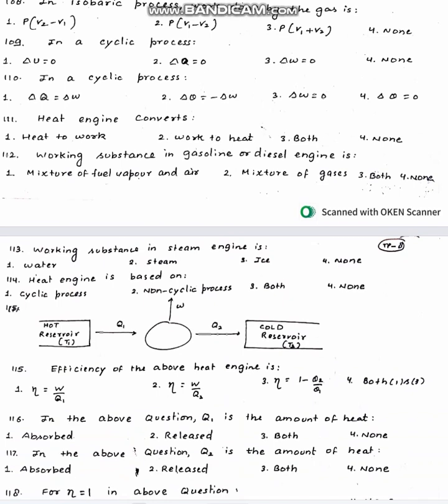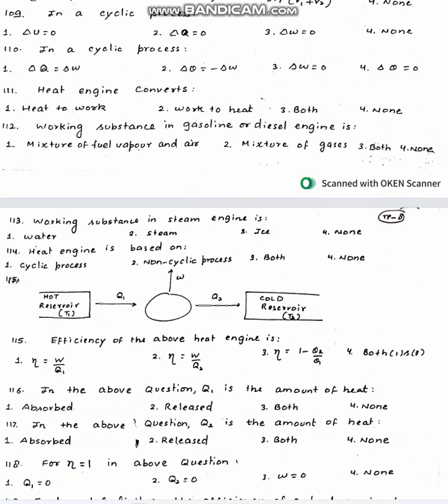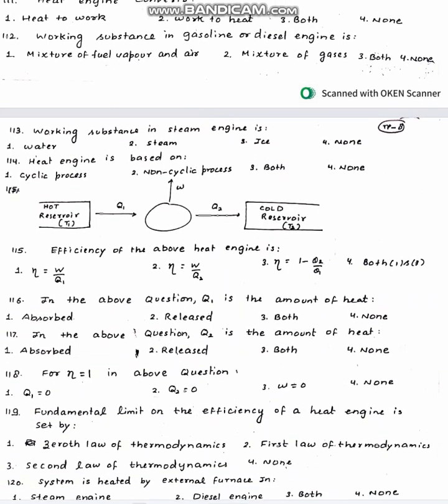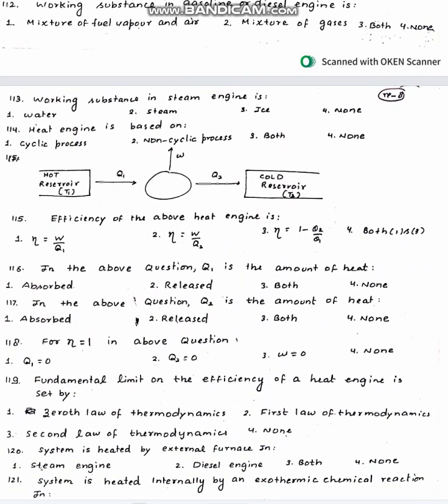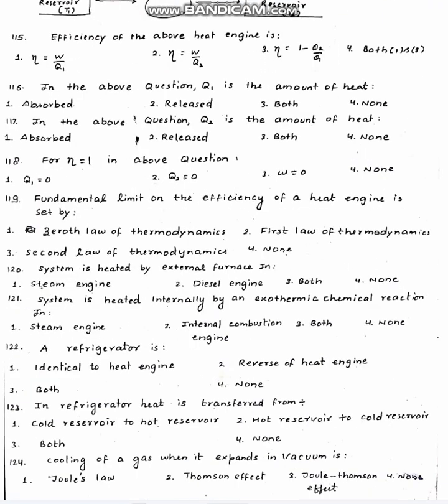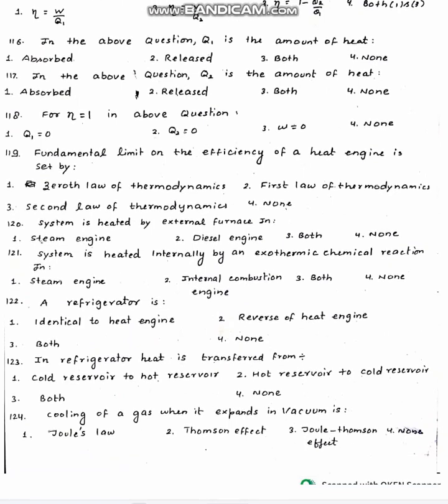of steam engine. Then we have a heat engine numerical based on that. Heat absorbed, heat taken, rejected, work done, efficiency, fundamental limit on the efficiency of heat engine. Then we have external furnace, internal furnace, refrigerator.